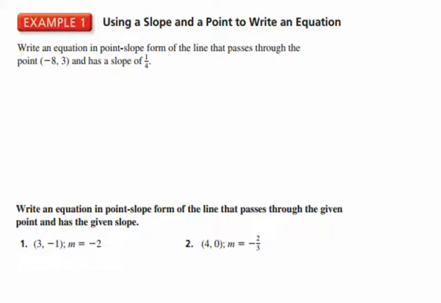In this video, we're going to begin to look at the examples from Chapter 4, Section 2, about working with the point-slope form of a linear equation. The point-slope form looks like this: y minus y1 is equal to m times x minus x1. Now, where does this come from? It's very closely related to the formula for the slope of a line.